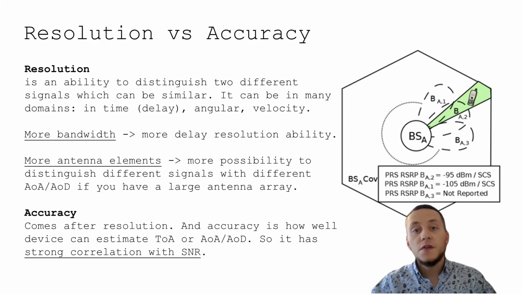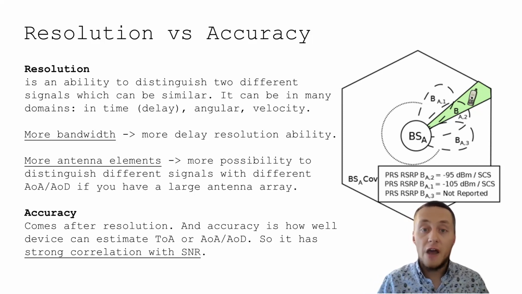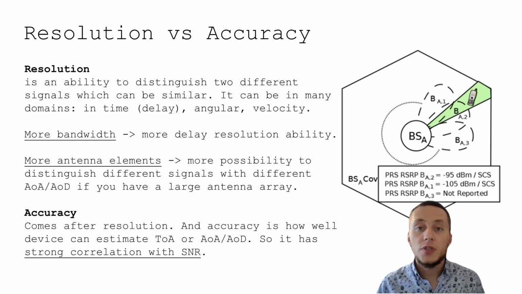Accuracy comes after resolution. Accuracy means how well a device can estimate time of arrival or angle of arrival of received signals. This is about a very good signal-to-noise ratio. This is about line-of-sight operation. And 5G is also very good here, because using multiple antenna arrays with beamforming, it is possible to gain SNR even at the cell edge, and it means that higher accuracy is possible to achieve.